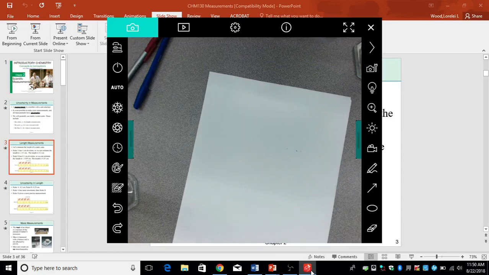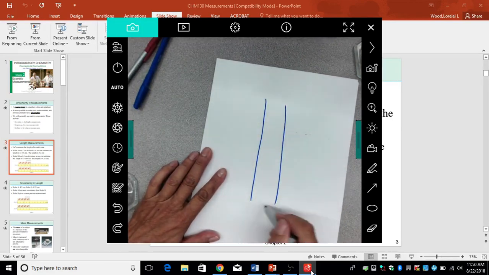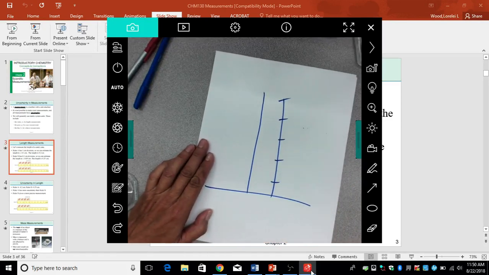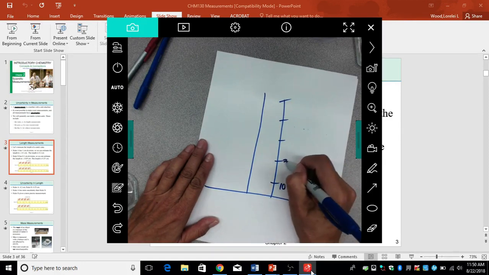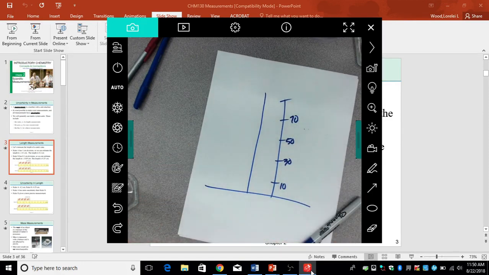So if we're looking at this particular graduated cylinder, it goes from 10 to 30 to 50 to 70. All right, so put that up here. Now it's 10 to 30 to 50 to 70. If we look at the individual derivations in between, they're the same as this is.